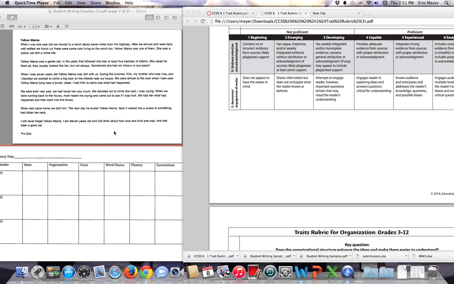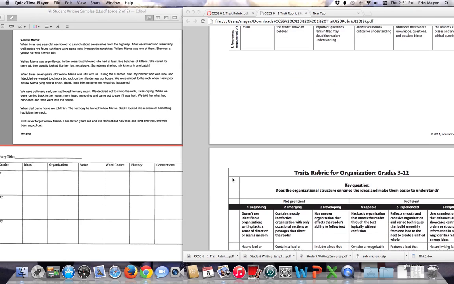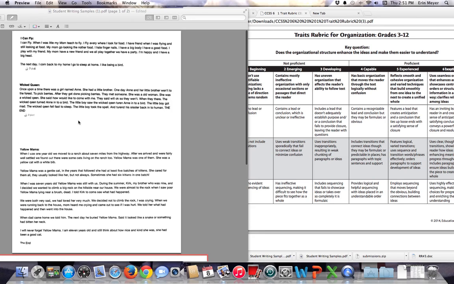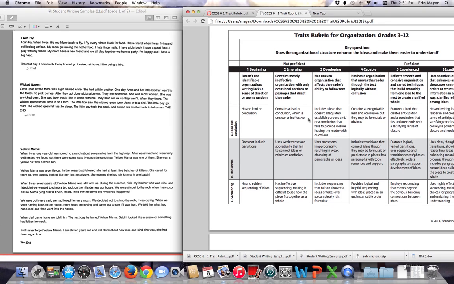Now for organization, I'm going to go on down to my next one on organization. Now, I am going to read the piece again because taking the time to read each piece to see its meaning and to make sure that I'm correct with my rubric, I can do the child a disservice.